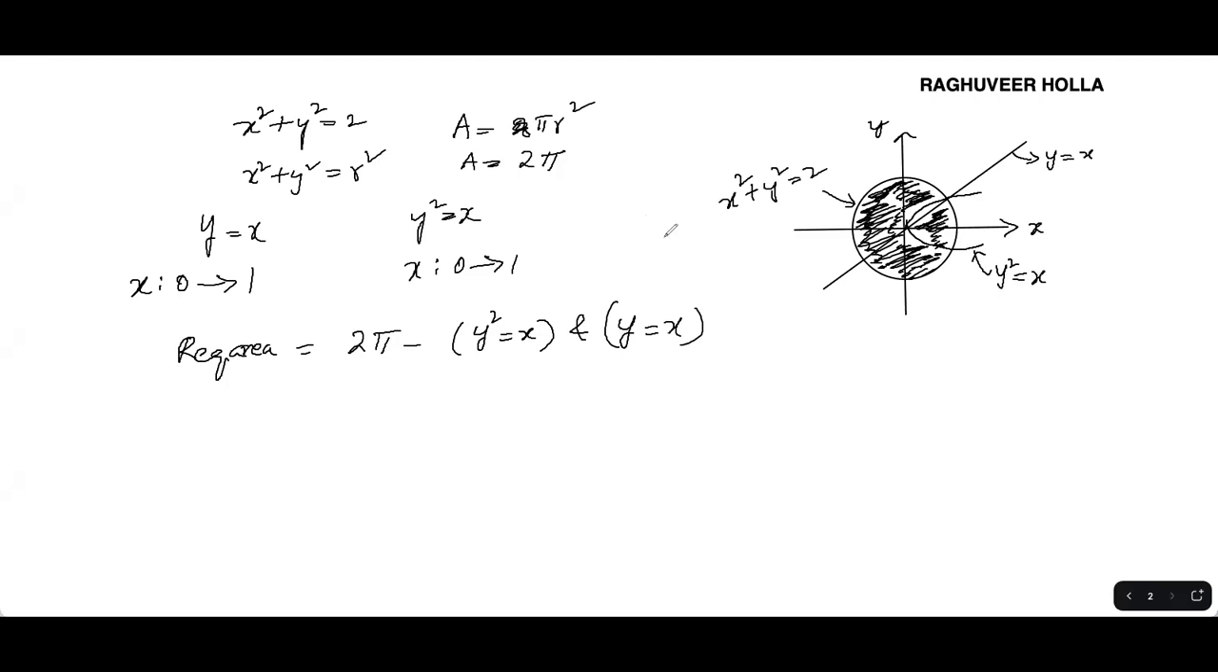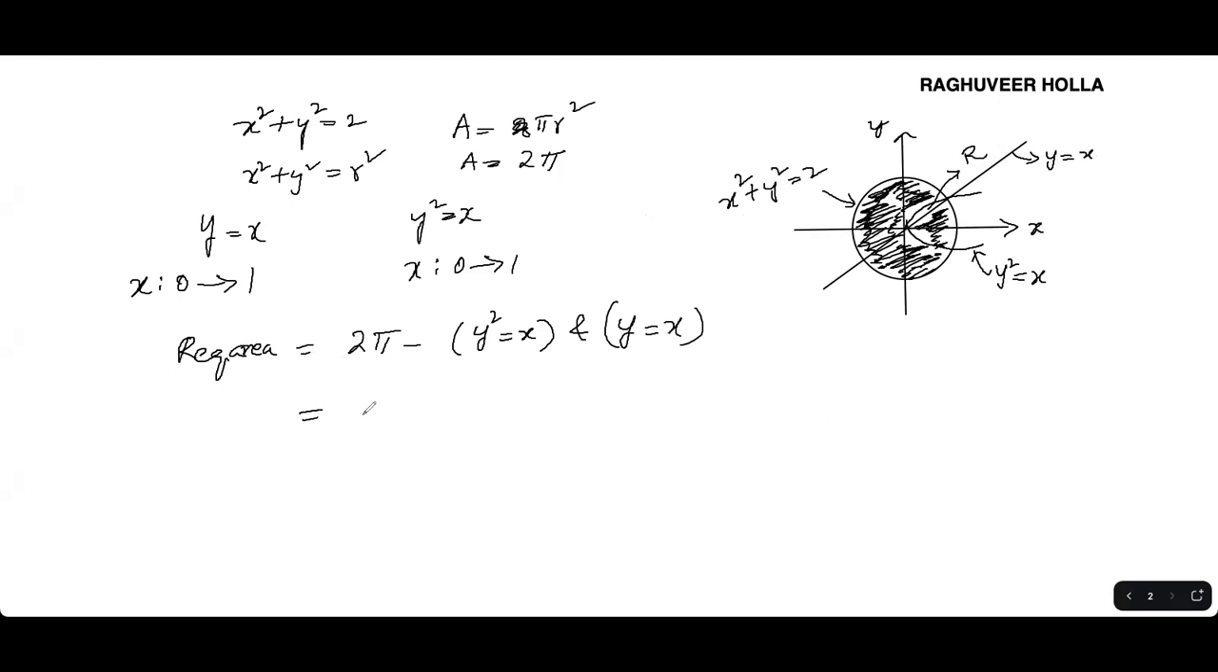So this is the figure. This is the circle, which is x square plus y square is equal to 2. And you have the straight line y is equal to x, and the parabola y square is equal to x. And this is the region R which we are going to find. So the required area.